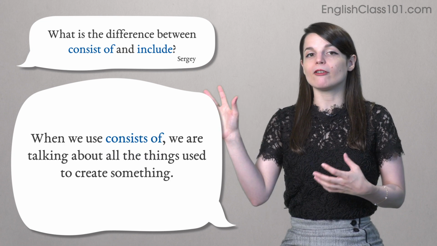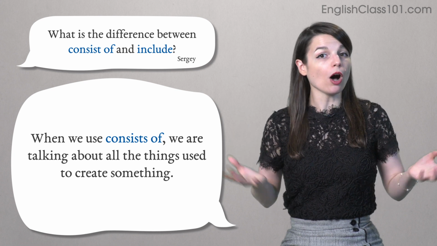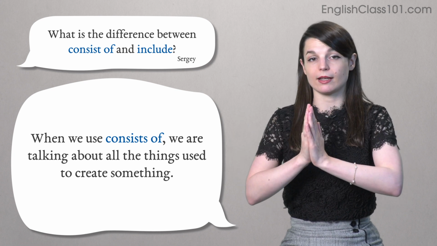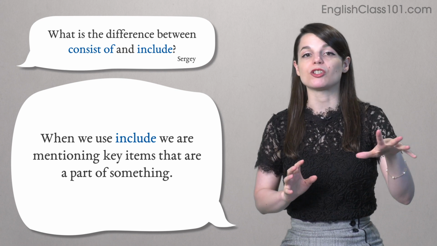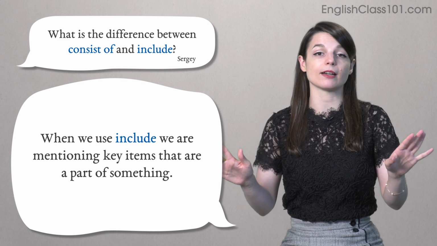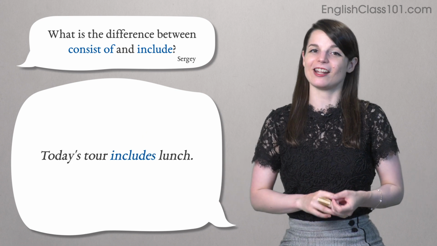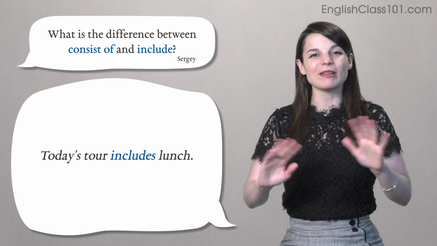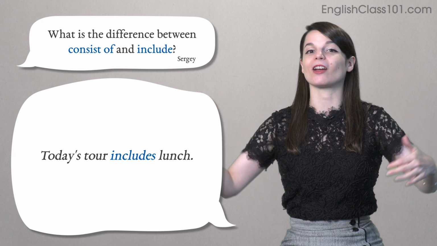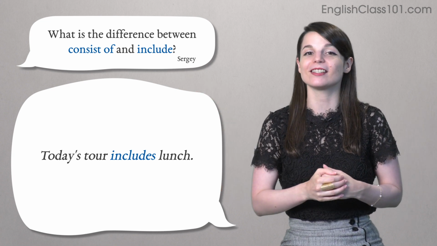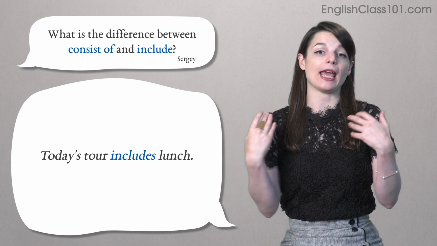So consists of is like made of. We talk about all of the things used to make something. Includes is used to highlight something or to share a feature of something. It does not necessarily mean that's everything. Like today's tour includes lunch doesn't mean the tour is only lunch. It means that inside today's tour there is also lunch. So this is the difference between consists of and includes.